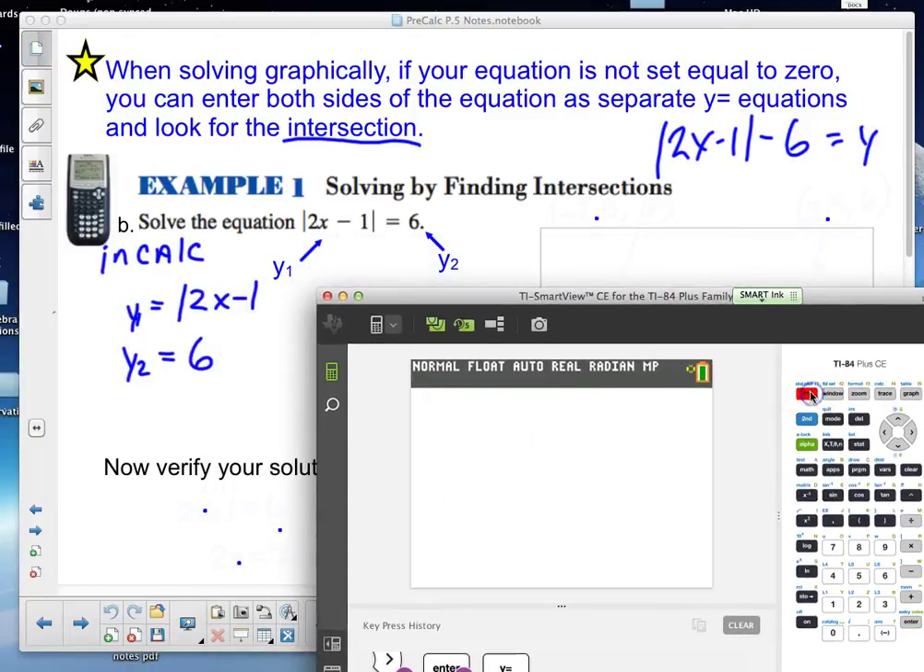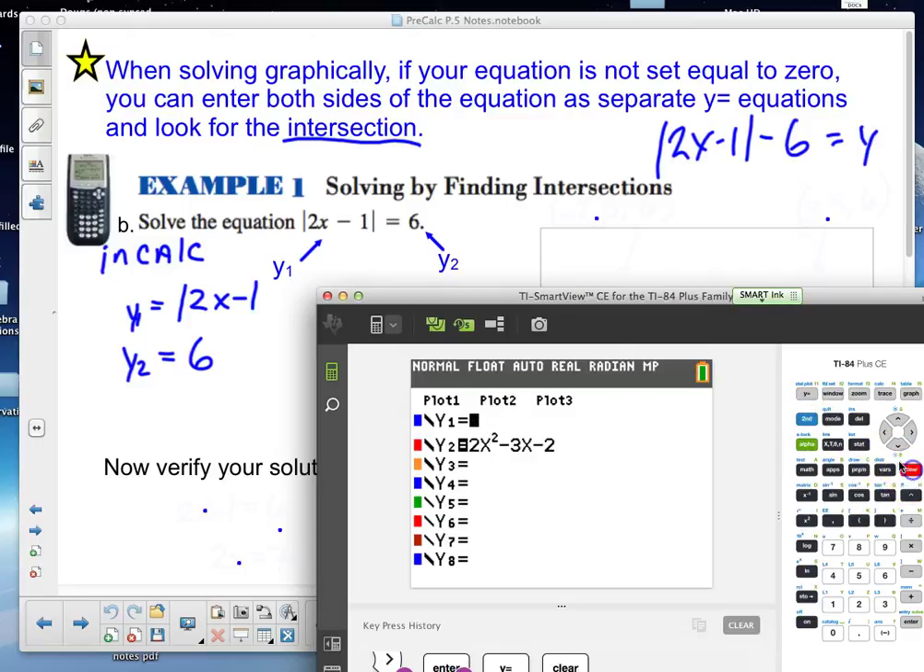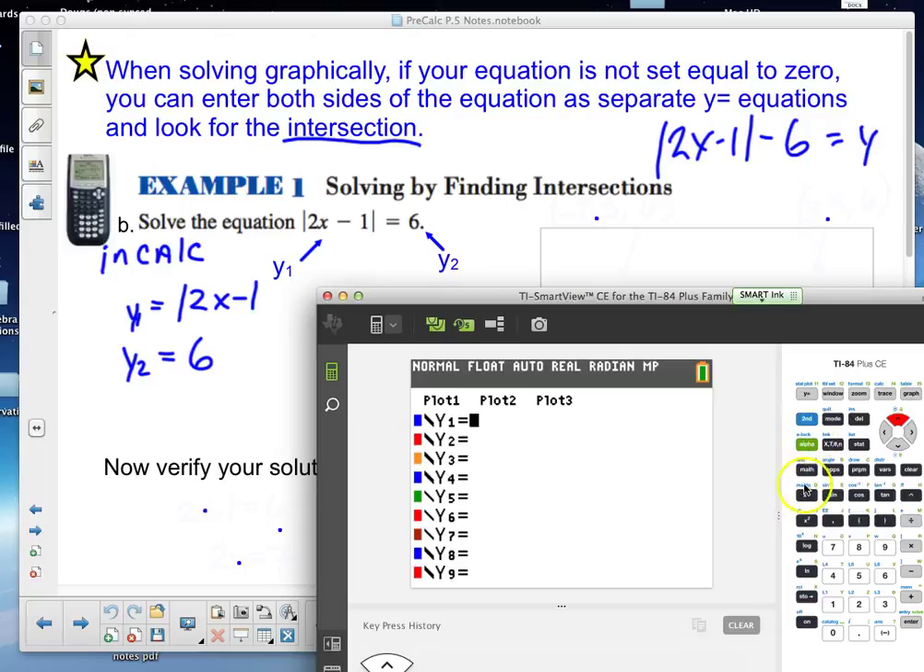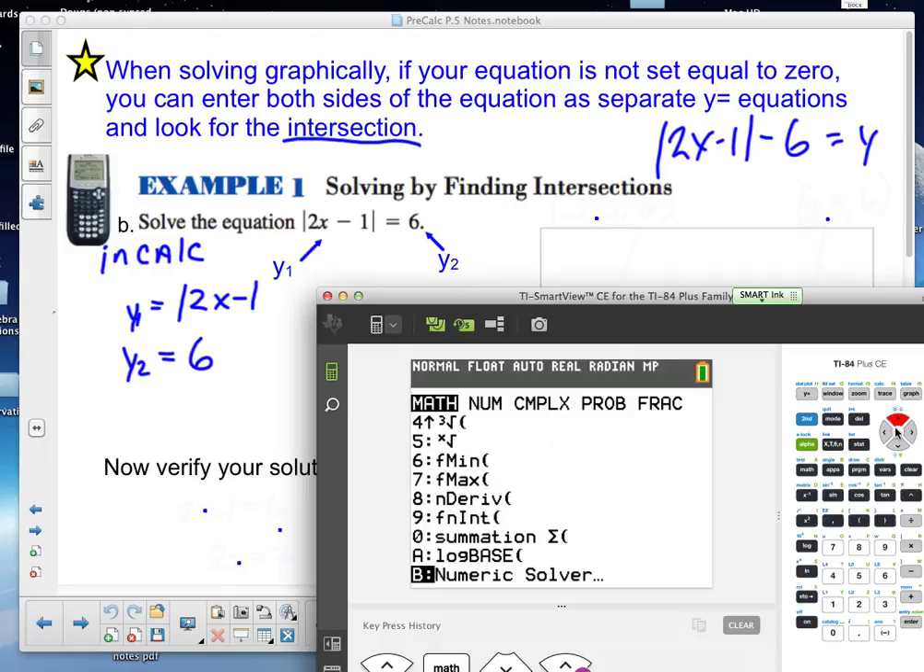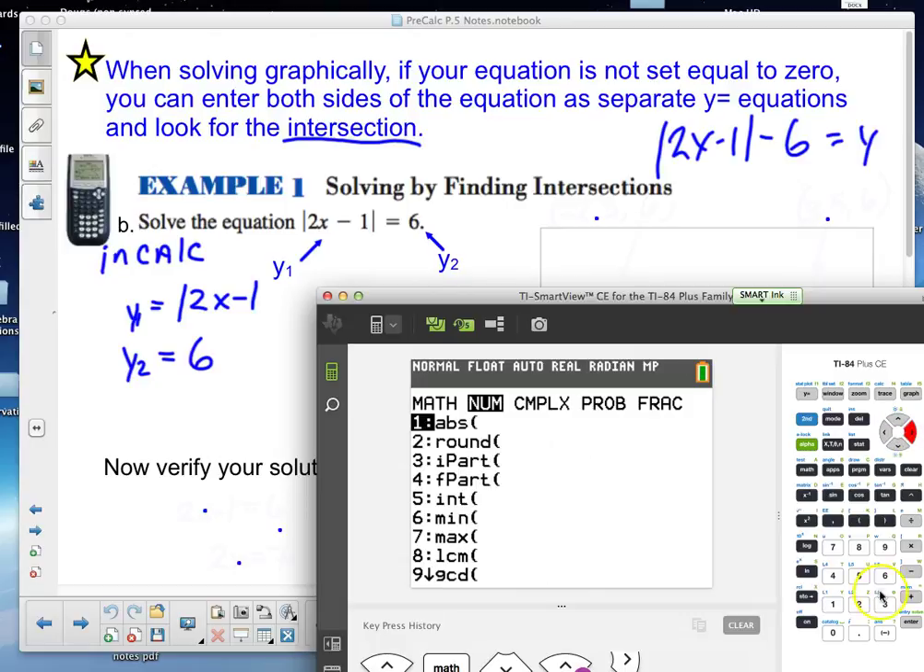So I go to my y equals, and I'm going to clear it, and I'm going to go up here and say, hey, I've got an absolute value, so under math, I should be able to get the absolute value. It might be math num. Yeah, I think it's num. So we're just going to go up there to num, move it over, and I've got the absolute value.